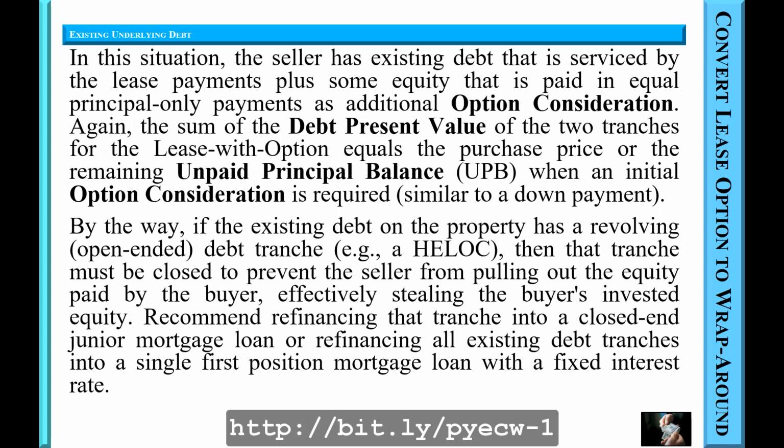By the way, if the existing debt on the property has a revolving open-ended debt tranche, for example, a HELOC, home equity line of credit, then that tranche must be closed to prevent the seller from pulling out the equity paid by the buyer, effectively stealing the buyer's invested equity. Recommend refinancing that tranche into a closed-end junior mortgage loan, or refinancing all existing debt tranches into a single first-position mortgage loan with a fixed interest rate.